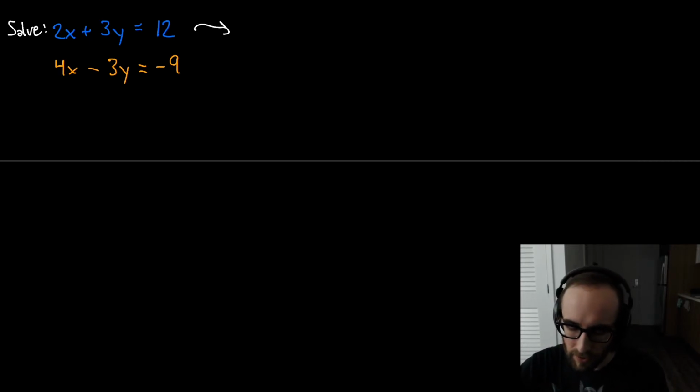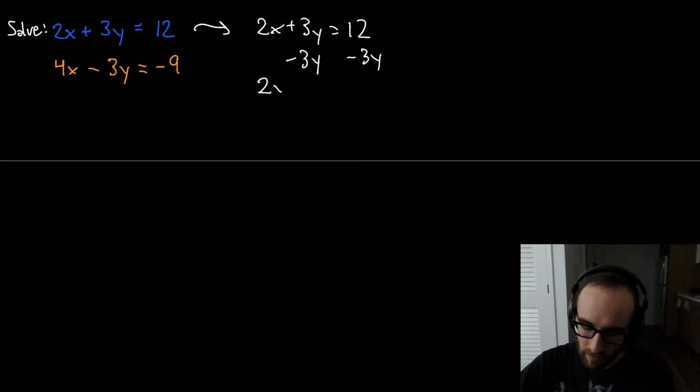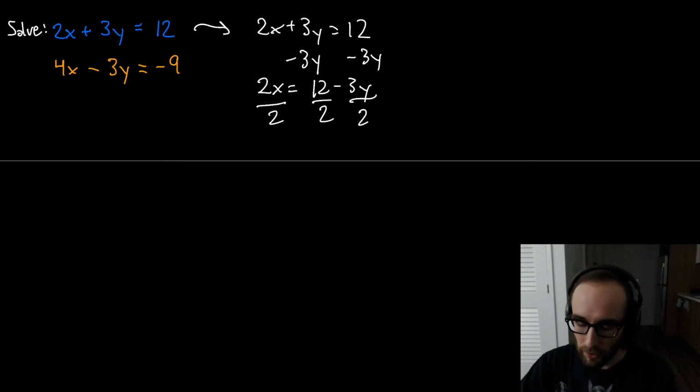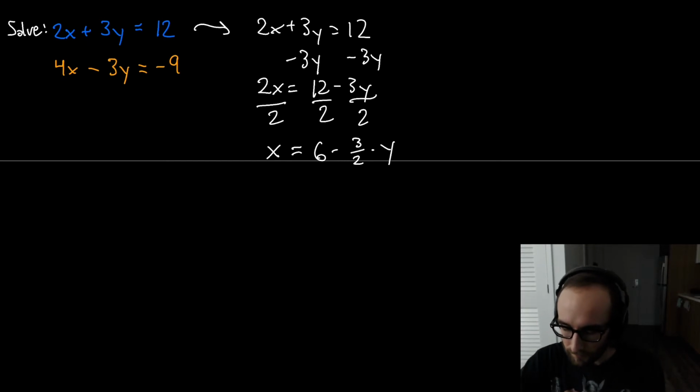Let's take a look at our first equation, and let's isolate for x to start off. So 2x plus 3y equals 12. If we want to isolate x, we'll start by subtracting 3y from both sides. 2x equals 12 minus 3y. And then we need to divide both sides by 2. And when we divide by 2, we're dividing all of the terms by 2. So if we're adding or subtracting anything, we need to divide each term separately. So x equals 6 minus 3/2 times y. Okay, great. So we have isolated one of our variables.